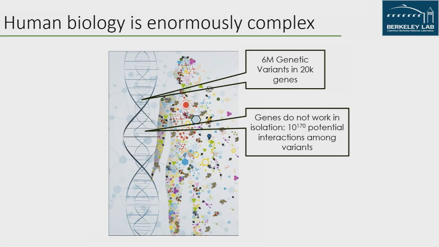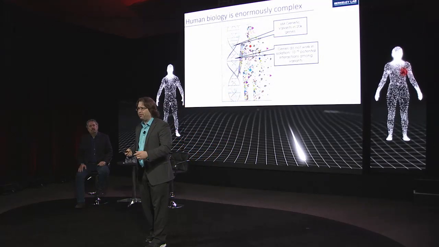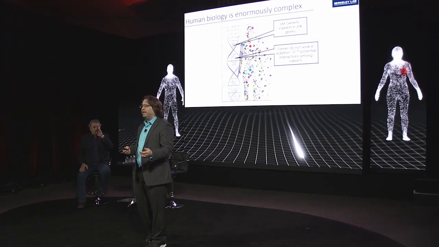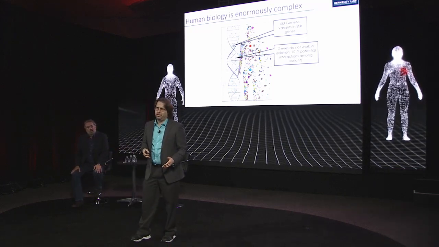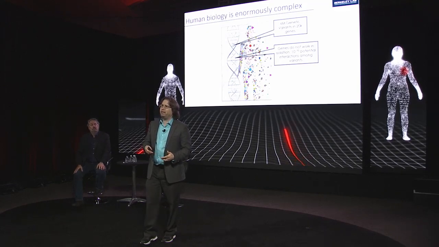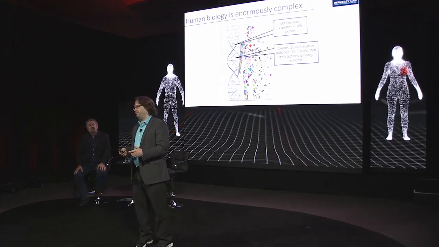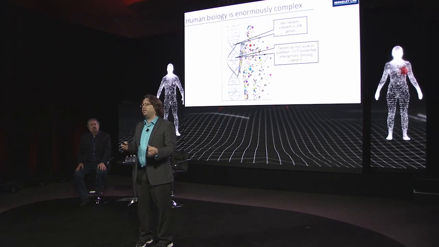When you look at the possible combinations across genetic backgrounds, across all of these genes, the space of potential interactions among variants is 10 to the 170th. To put that in perspective, there are 10 to the 83 atoms in the visible universe. Okay, so this is a number that can never be explored by brute force. Clever exploration strategies are needed to find the important aspects of genetic background, of genotype, that drive human phenotype.